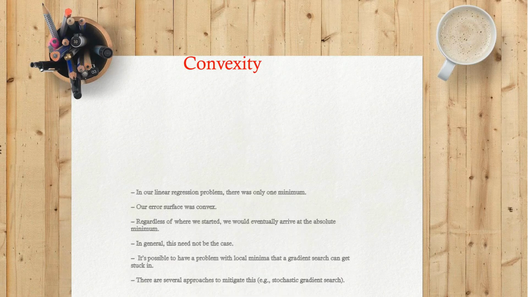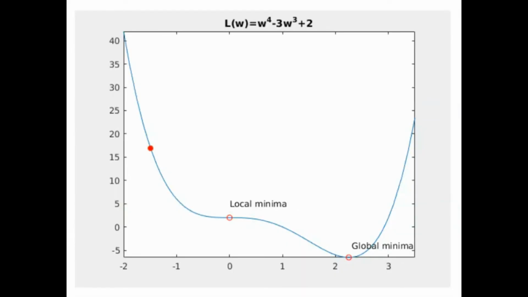Convexity. In our linear regression problem, there was only one minimum. Our error surface was convex. Regardless of where we started, we would eventually arrive at the absolute minimum. In general, this need not be the case. It's possible to have a problem with local minima that a gradient search can get stuck in. There are several approaches to mitigate this. Example: stochastic gradient search.